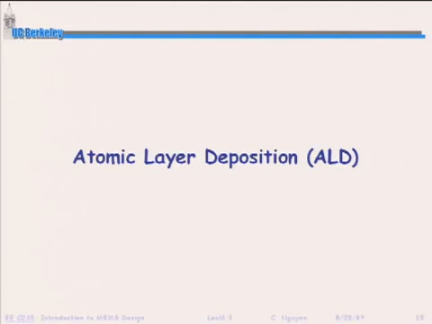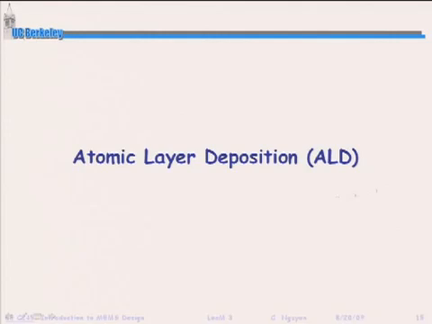Now, the key technology that has enabled all of this is atomic layer deposition. All right, and so what is atomic layer deposition? It's mainly a chemical reaction, but it's interesting because it's a self-limiting reaction. The way that it works is sort of pictured here. You take a substrate that has nothing on it.